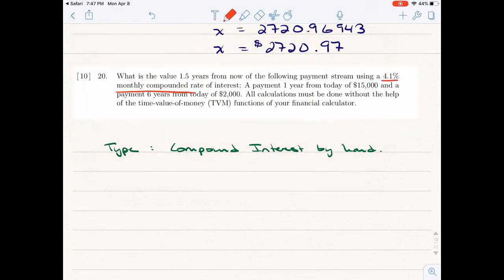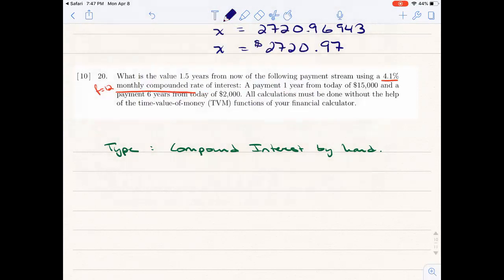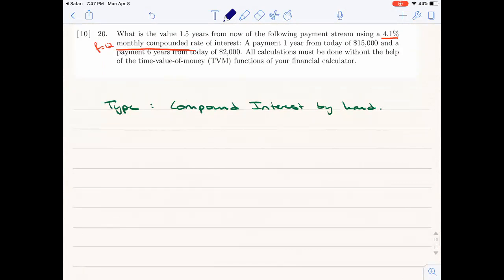interest? So this means that F is 12. A payment 1 year from today of 15,000 and a payment 6 years from today of 2,000. All calculations must be done without the help of the time value money functions of your financial calculator. Okay. So we'll start with our timeline.